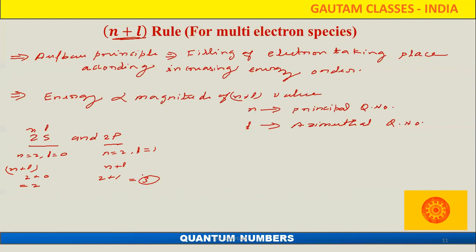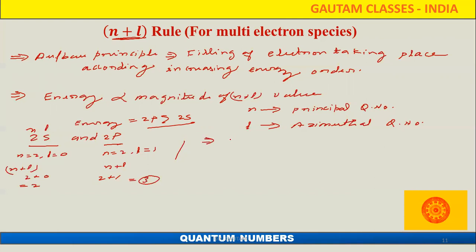So here the n plus L value is greater. So what about the energy of the orbital? The 2p subshell has the higher energy than the 2s. That is why firstly 2s is filling, then after that, 2p is filling, like that.